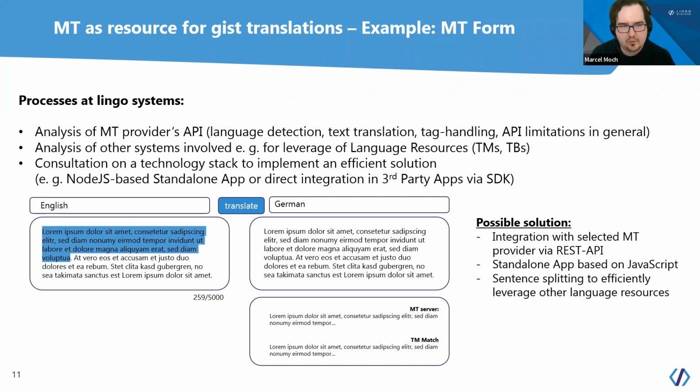So sometimes you might want automated language detection or tag handling, so that not only tag-free text is inserted, but you might want to insert, I don't know, some HTML snippet that you just want to be quickly translated. So we make sure that whatever system is used in the backend actually supports this. And also, if you would like to leverage TMs or TDs, we will analyze this as well and check whether we can implement those APIs.